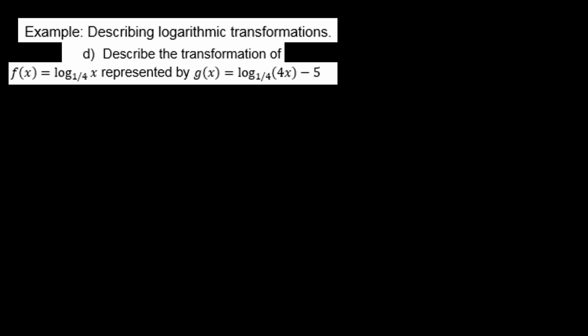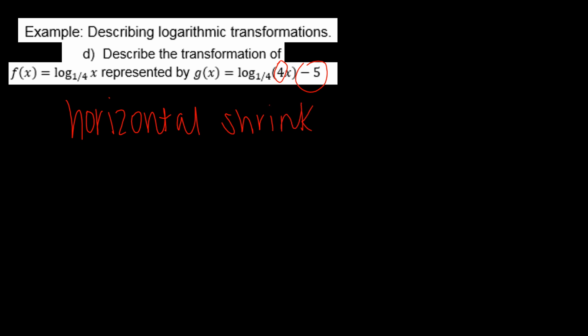Last example, describe the transformation of log base 1/4 of x, represented by g of x equals log base 1/4 of 4x minus 5. So the base is 1/4, it is not a transformation. So our differences are this 4 and this minus 5. So 4x, it's inside with the x, so it's horizontal. And it is being multiplied, so that is your stretch or shrink. But remember, horizontal lies. So greater than 1 would actually be a shrink. And we flip it, so instead of 4, which is technically 4 over 1, it's going to be 1 over 4.